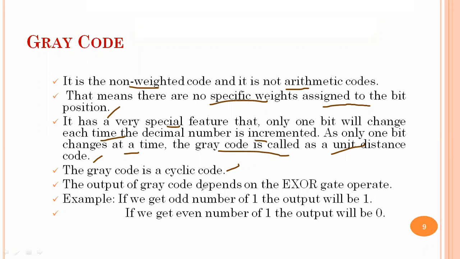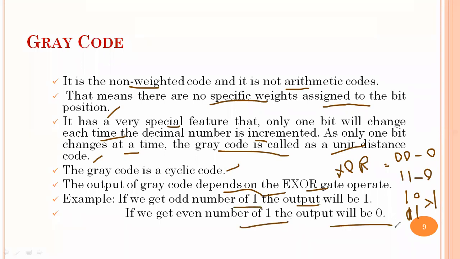The output of the Gray code depends upon the XOR gate. XOR gate is one in which when the inputs are the same, we will get 0, and when inputs are different, we will get 1 as a result. If we add an odd number of 1s, the output will be 1, and if we get an even number of 1s, the output will be 0. So this is the XOR gate.